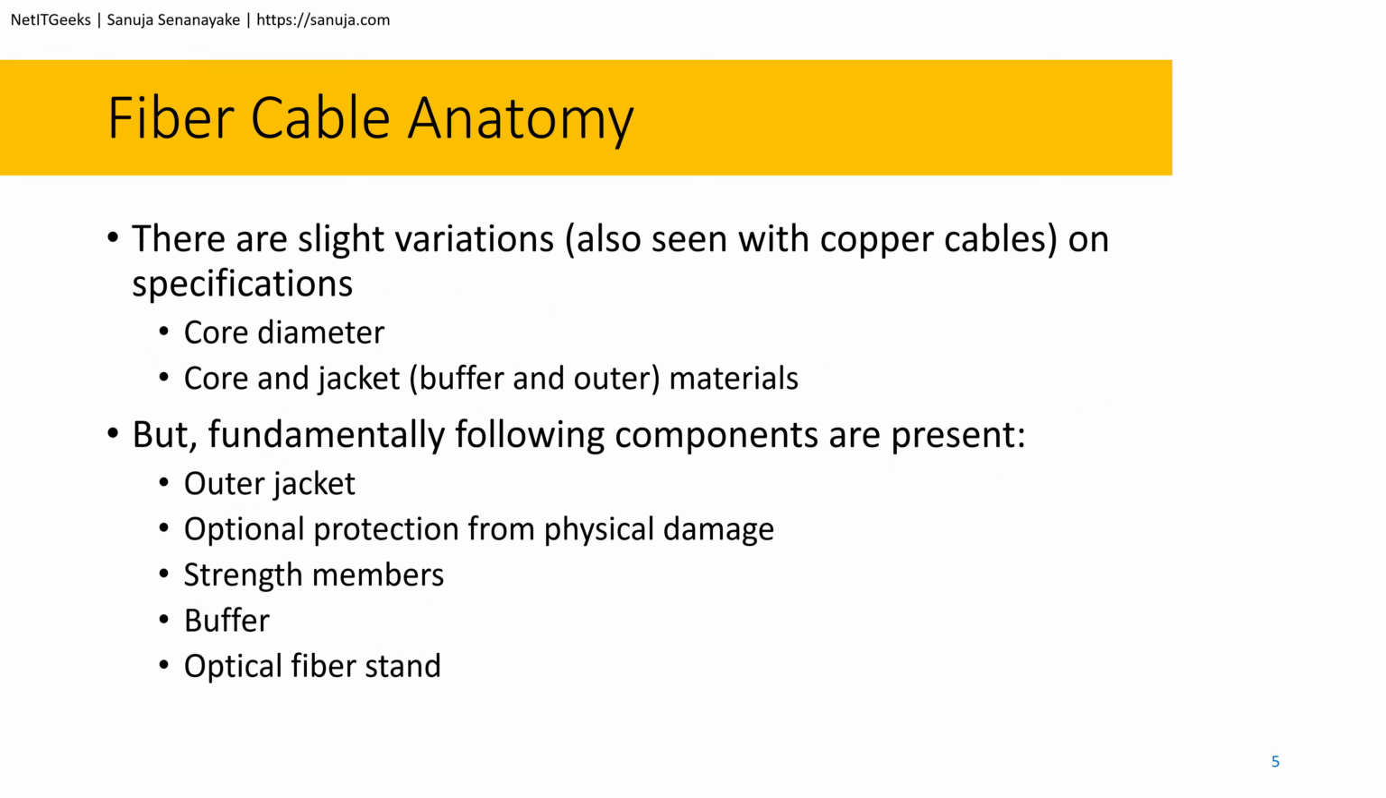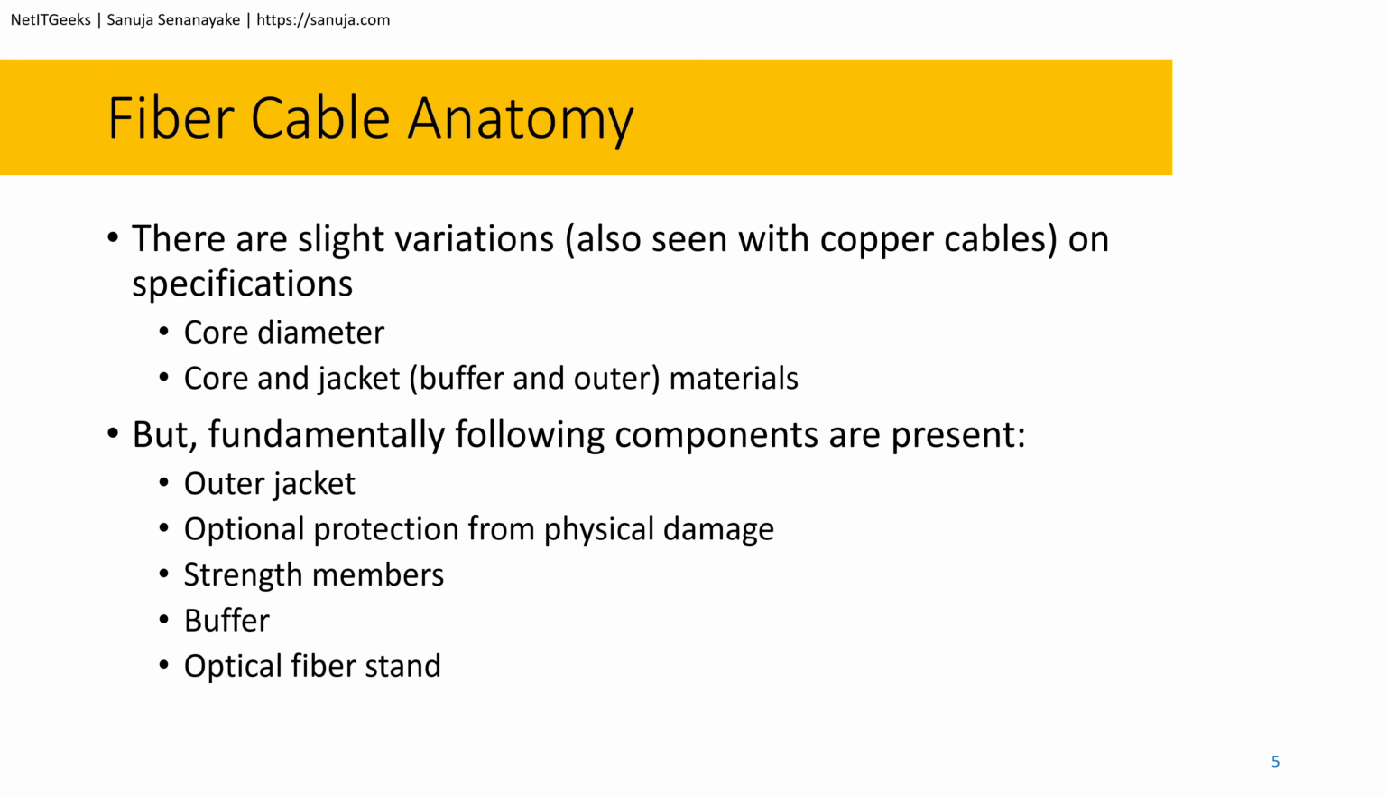So let's briefly go over fiber cable anatomy as far as a structured cabling specialist should be concerned about. There are slight variations in how specifications of fiber optic cables are in the market right now. This is also true for copper cables, which is why we have things like Cat 5, Cat 5e and Cat 6. There are different categories of variations of copper cables. The same thing can be seen with fiber cables.